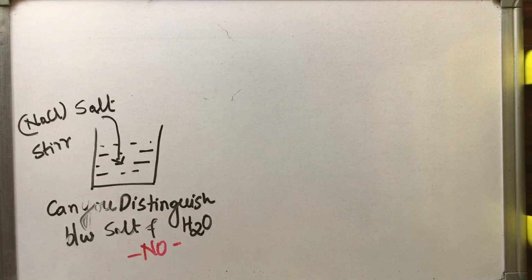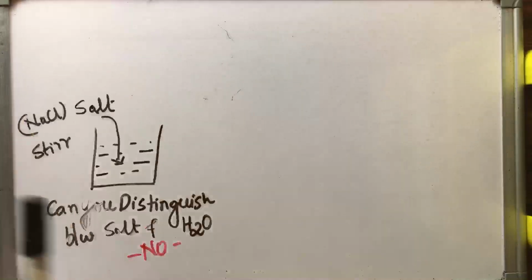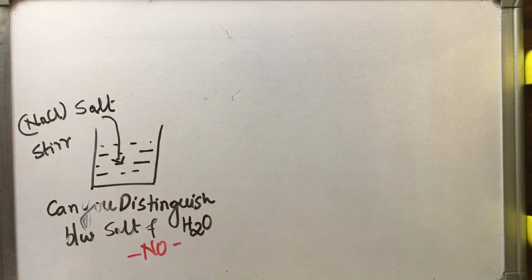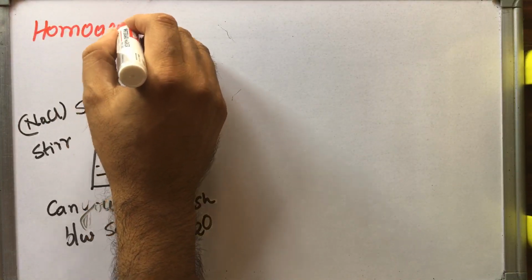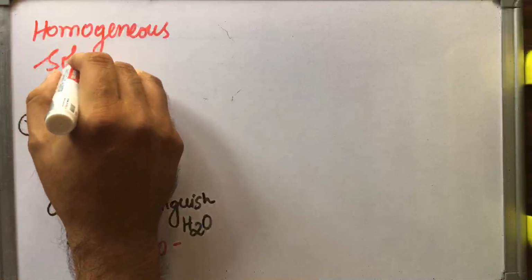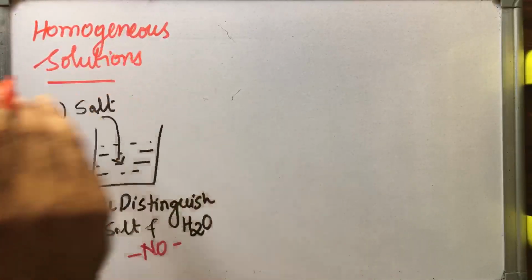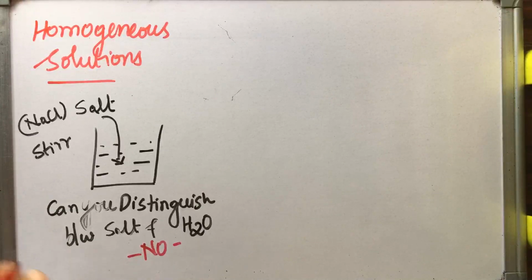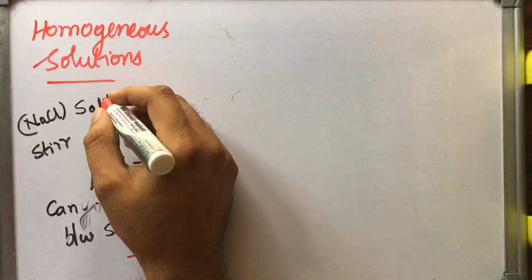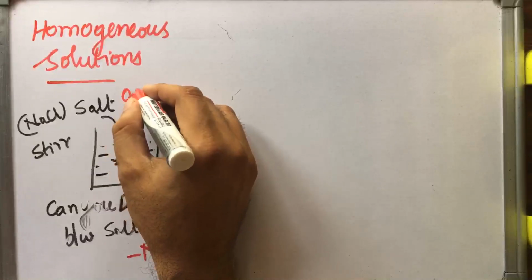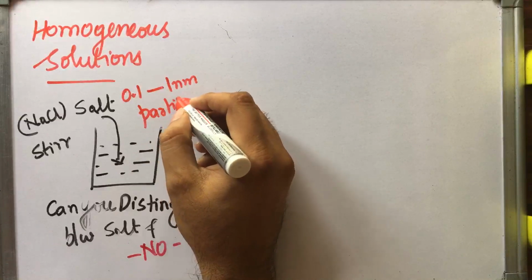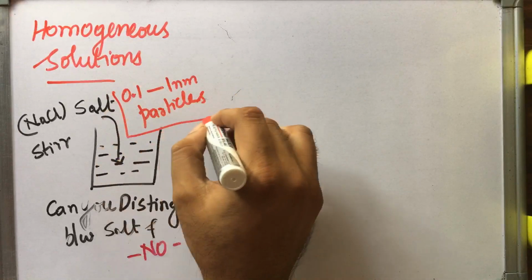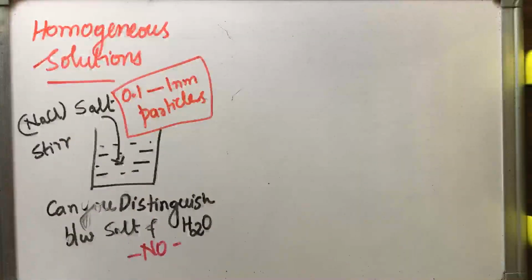We call such kinds of solutions homogeneous solutions. What do we call it, students? Homogeneous solutions. Now let me tell you that here the particle size ranges between 0.1 and 1 nanometer. This is the size of particles in a homogeneous solution. You need to remember, students, the particle size in homogeneous solutions.